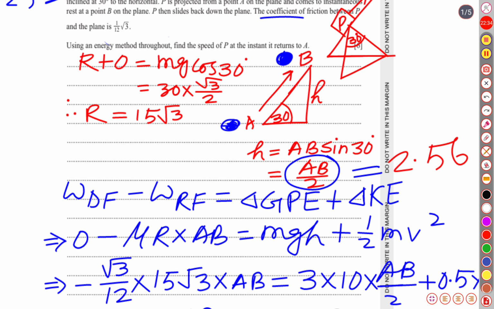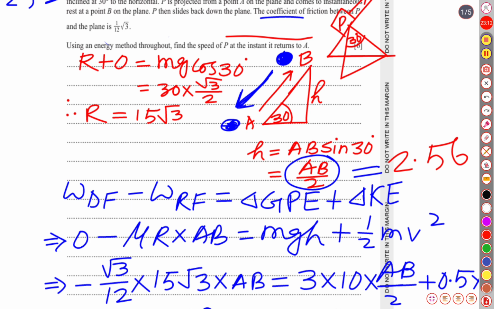Throughout, find the speed of P at the instant it returns to A. That means after reaching B, then it came back to A. So we will have to find the velocity at A when it reaches A. And whenever it starts coming downward, the initial velocity was surely 0, because it was projected. There is no external force acting on this. So after projection, it reached its highest culmination and it came to instantaneous rest.